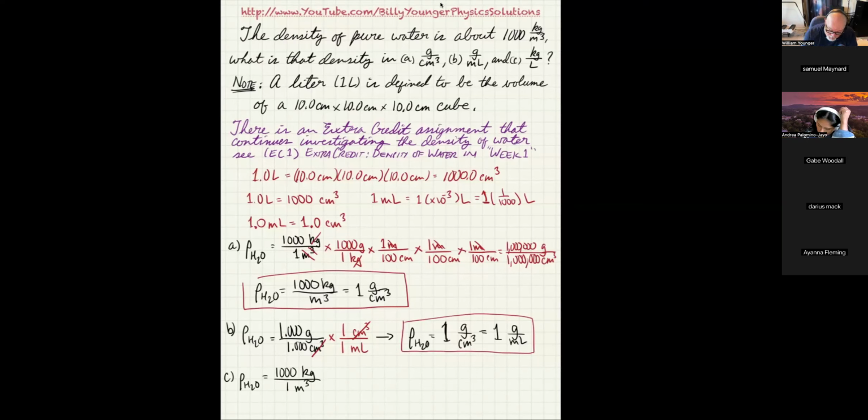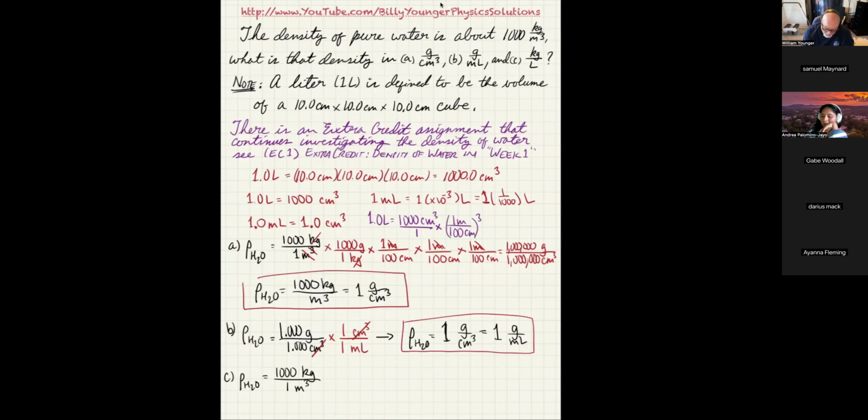Another thing we can figure out with the liter is we can say that 1.0 liters is equal to 1,000 cubic centimeters. And if I want to convert that to cubic meters, I'm going to put this over 1, and now I'm going to say 100 centimeters is equal to 1 meter. And then I'm going to cube that.